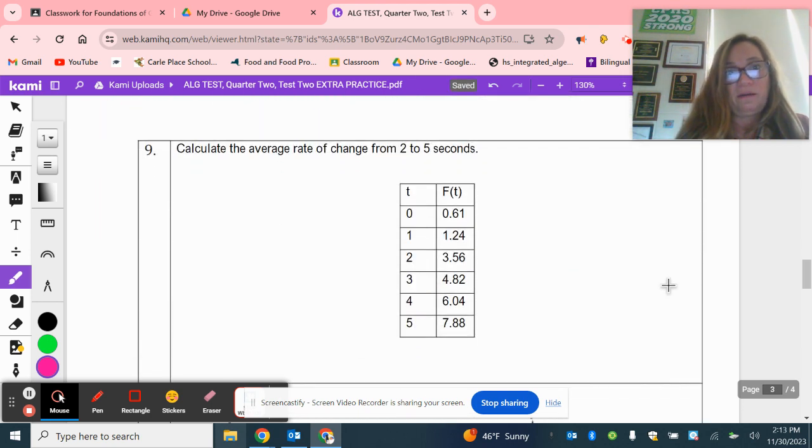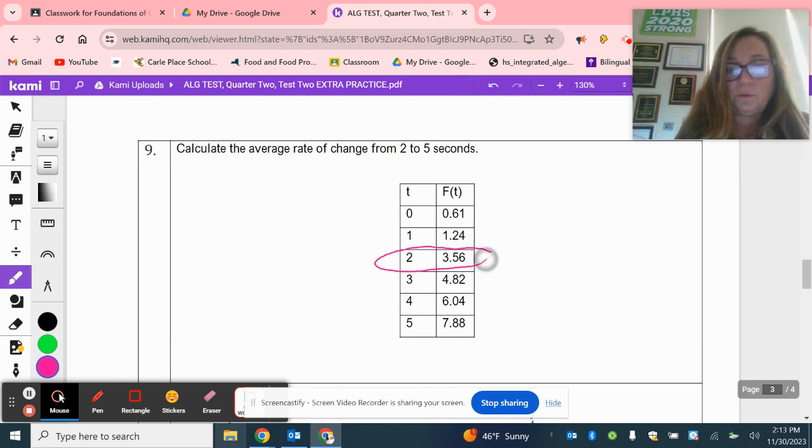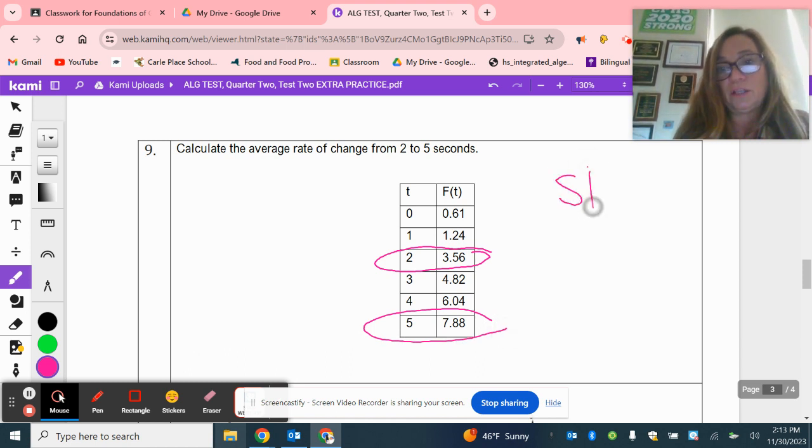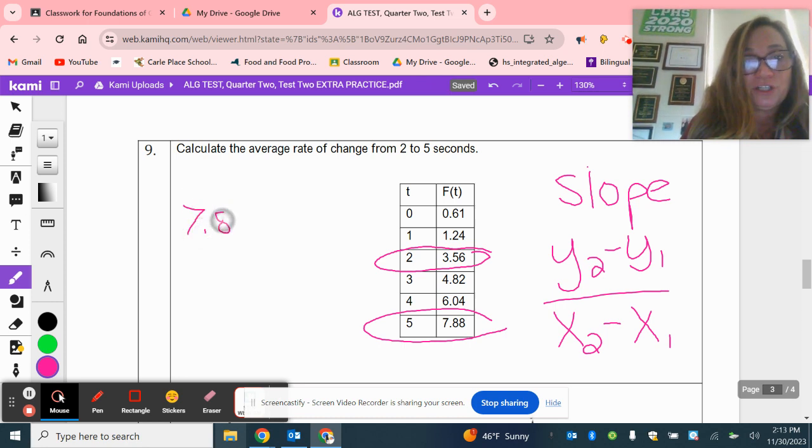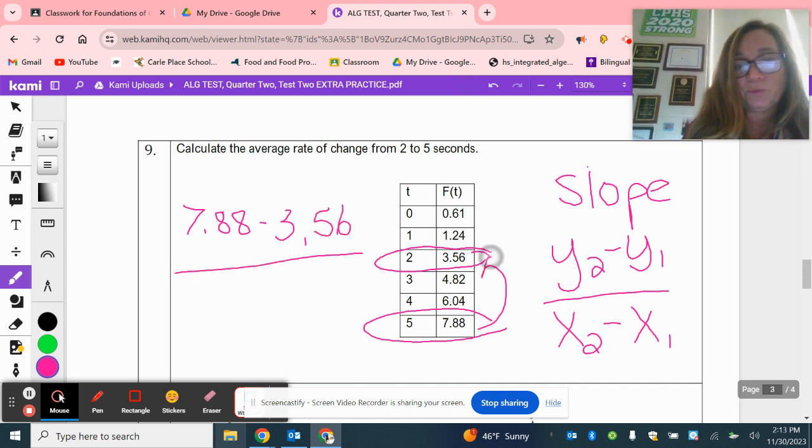Here we go. Calculate the average rate of change from 2 to 5 seconds. So I want 2 and I want 5. And average rate of change, we're going to use the slope formula. So we're going to use y2 minus y1. And remember, this is on the reference sheet if you forgot it. x2 minus x1. Okay? So we can use our reference sheet whenever we want. It's your reference sheet. Okay, so y minus y, x minus x.